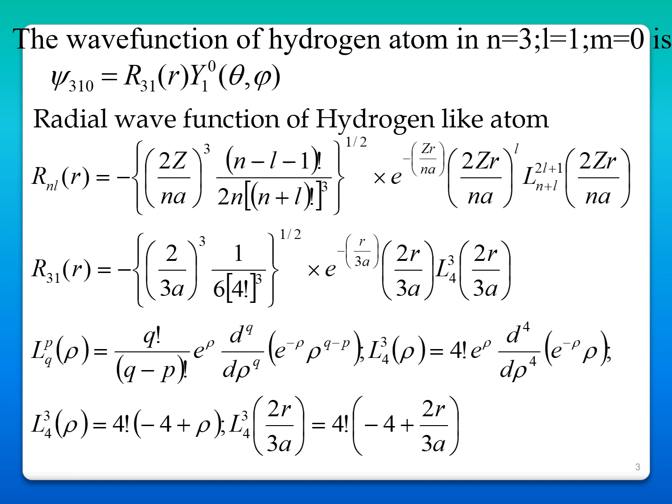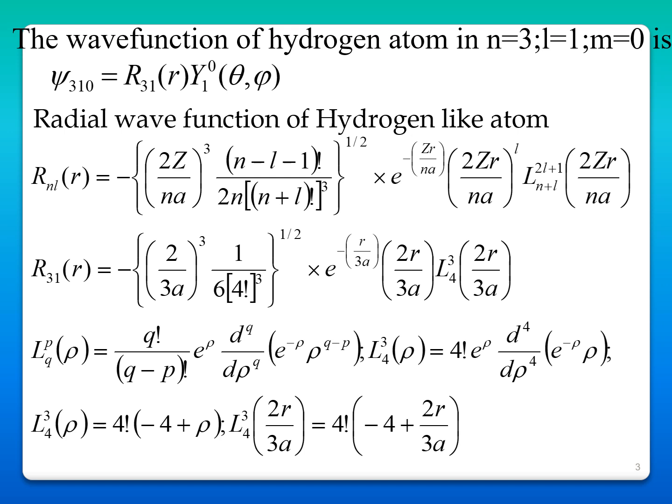So if you take the radial wave function of a hydrogen-like atom, Rnl of r is equal to minus the square root of (2Z by na) whole power 3, n minus l minus 1 factorial divided by 2n, (n plus l) factorial cube, times e power minus Zr by na, times (2Zr by na) whole power l, and L of 2l plus 1 over n plus l of 2Zr by na.